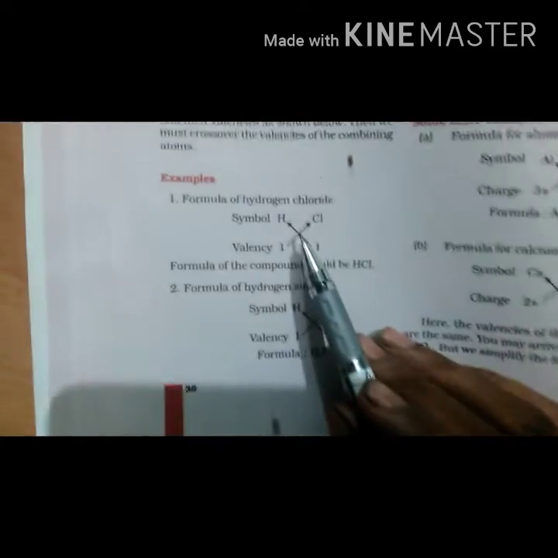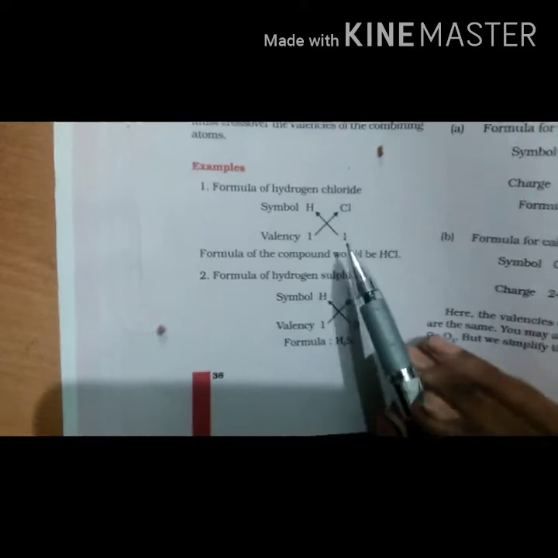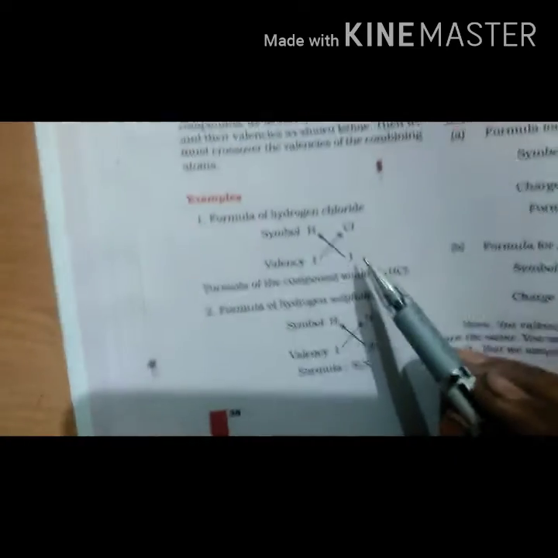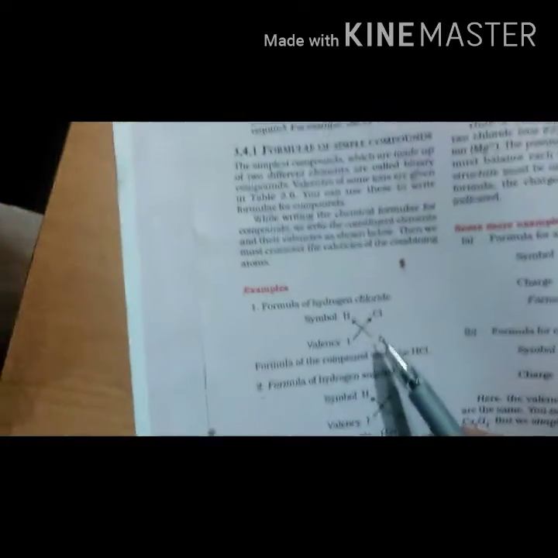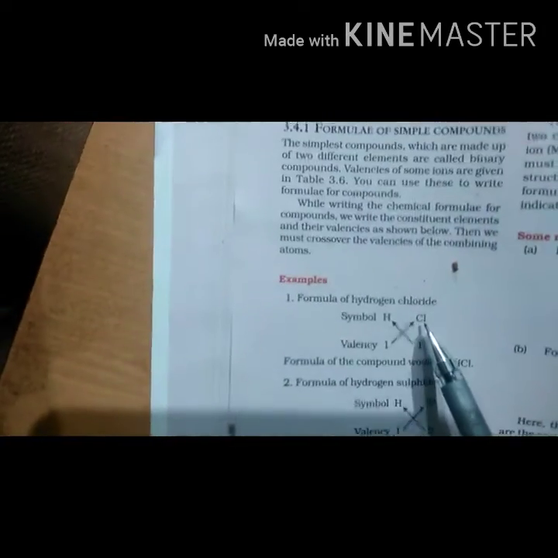You should first write the name of the metallic element or electropositive element and then the electronegative element. For example, you see the formula of hydrochloric acid or hydrogen chloride is HCl. Here H is written first and then Cl.